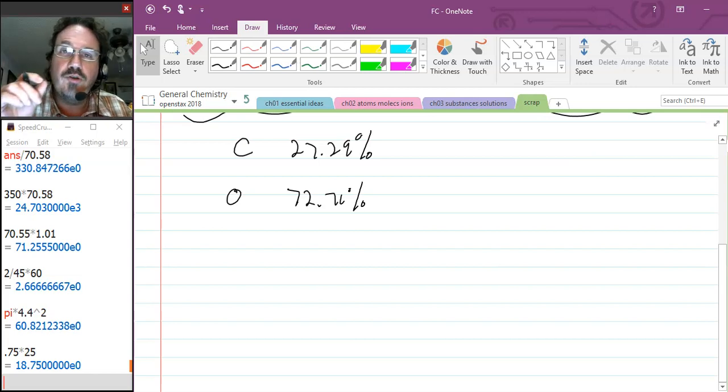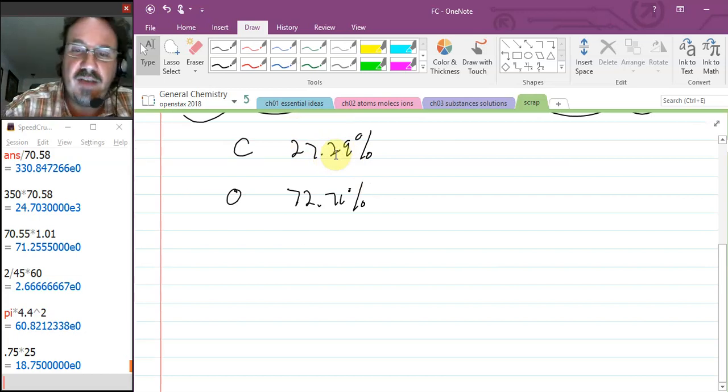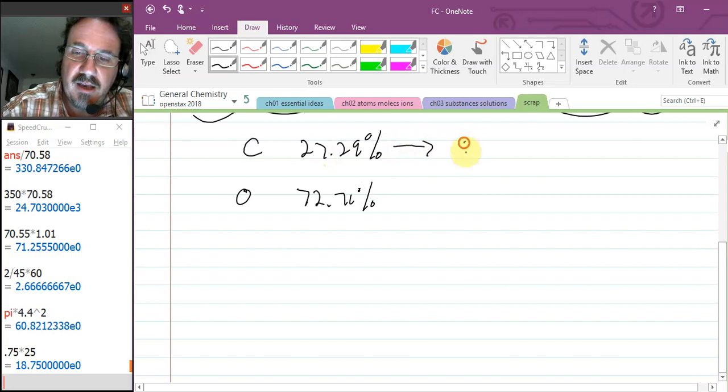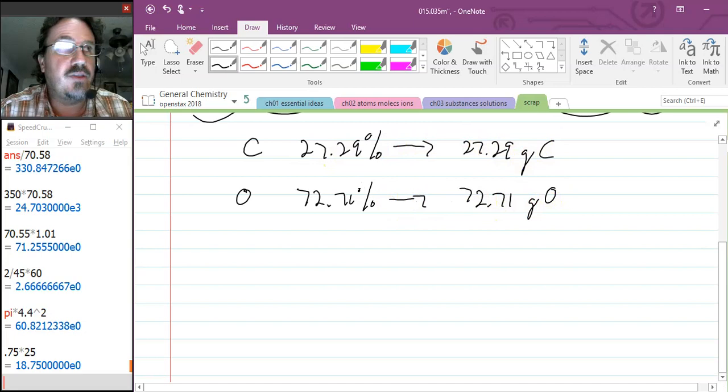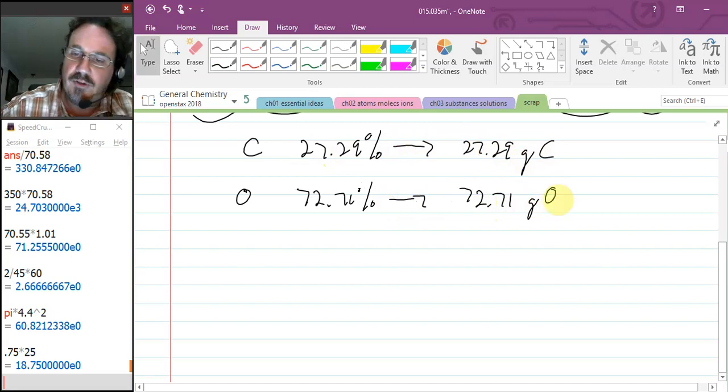If I had 100 grams total, then what is 27.29% carbon, right, of 100 grams? Well, it's just 27.29 grams. So here, that's the trick. If you always assume you just have 100, then this means I have 27.29 grams of carbon, and 72.71 grams of oxygen. And now that I've got the grams, I can convert them to moles and get my empirical formula. So let me actually do this whole problem out for you.